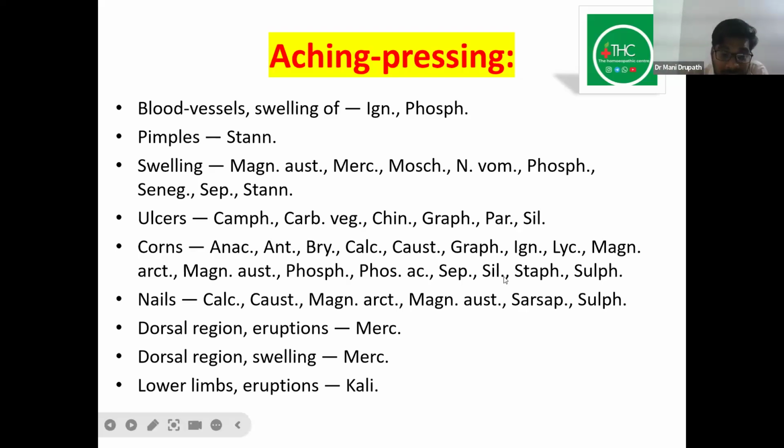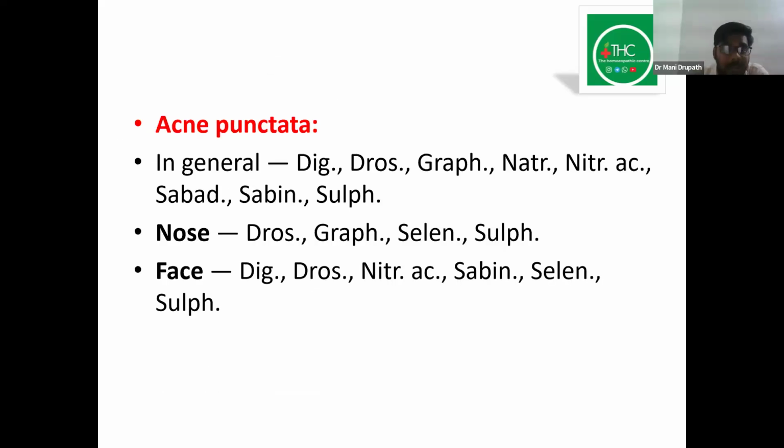Right? Dorsal region eruptions, Mercurius. Dorsal region swelling is Mercurius. Lower limb eruptions is Kali. Almost all Kali families have these lower limb eruptions. Acne in general: Digitalis, Drosera, Graphites, Nitric acid, Sabadilla, Sabina, and Sulphur. Especially nose acne: Drosera, Graphites, Selenium, and Sulphur. Face acne: Digitalis, Drosera, Nitric acid, Sabina, Selenium, and Sulphur.